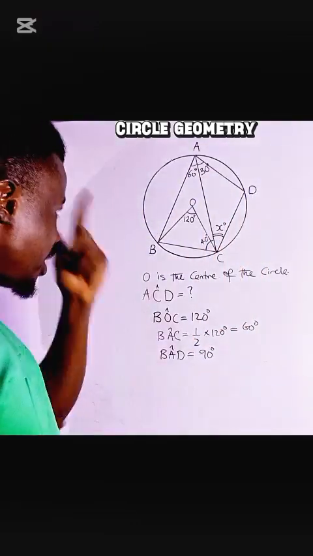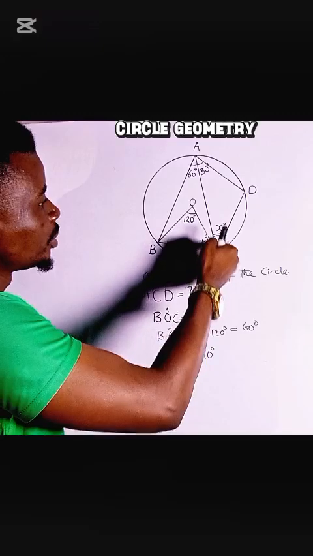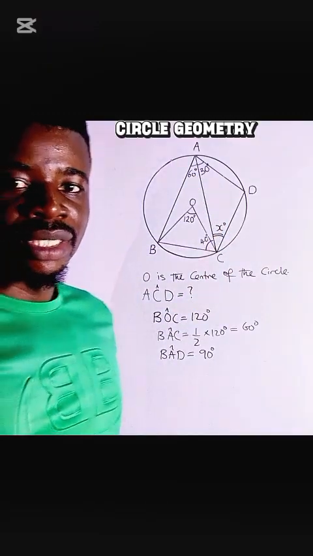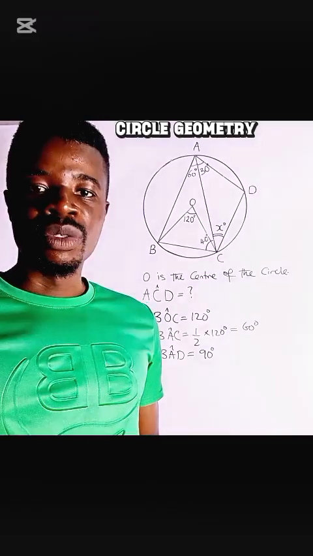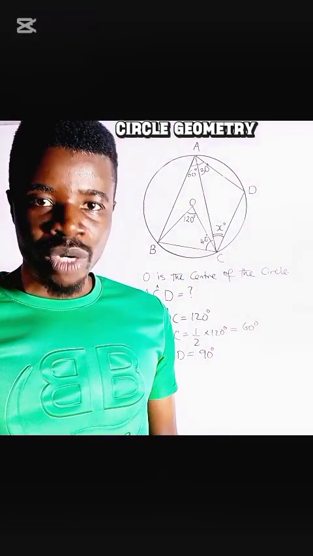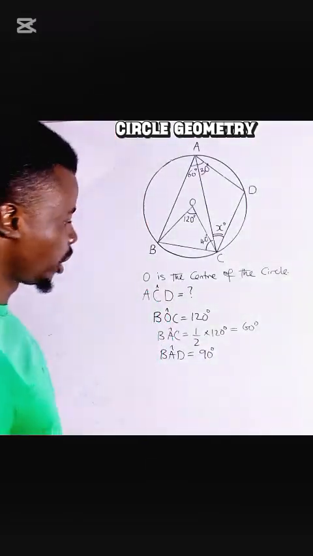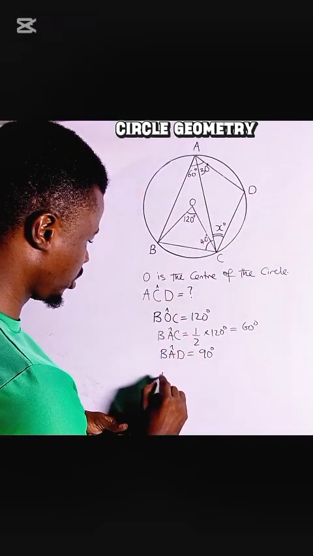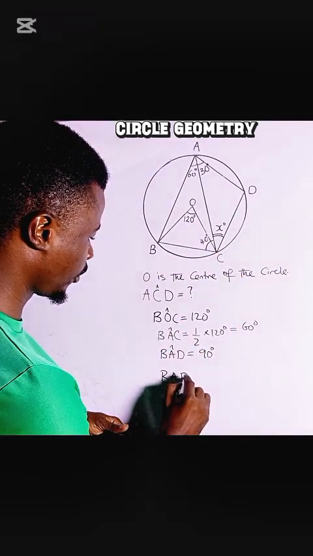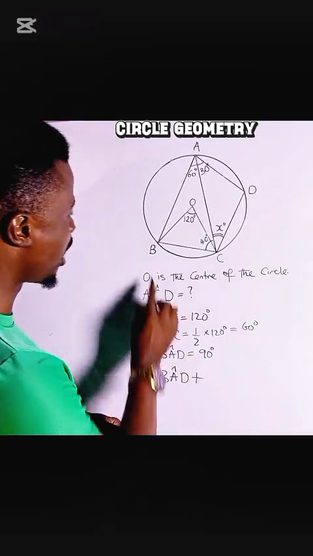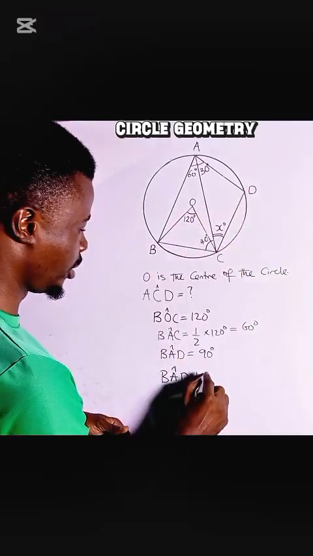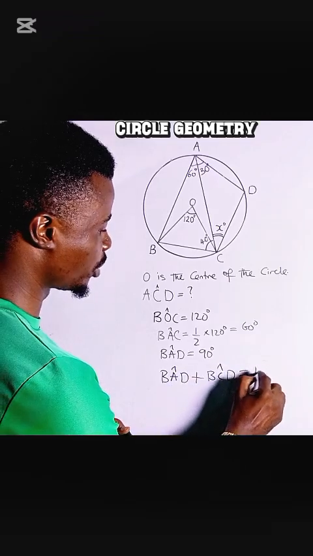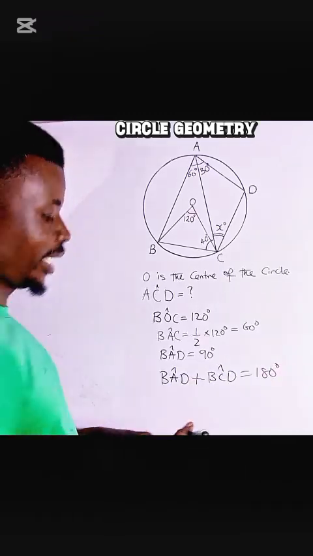Another theorem states that the opposite angles of a cyclic quadrilateral are supplementary. Now, what are supplementary angles? Angles that when you add them up give you 180 degrees. So in a nutshell, it's saying that angle BAD plus angle BCD are supplementary angles. When you add them up, it will give you 180 degrees.